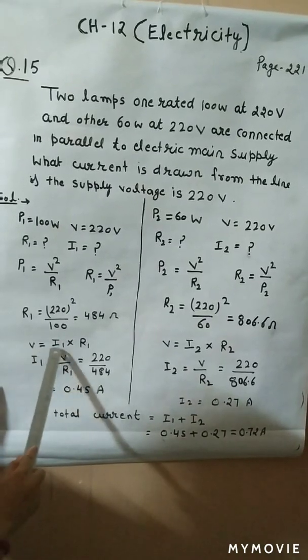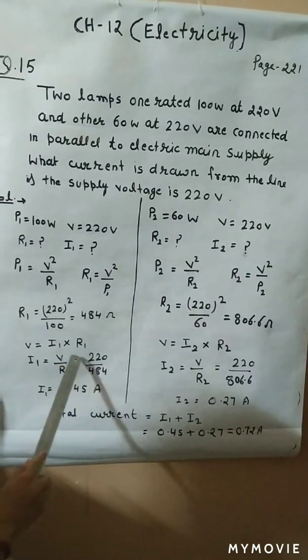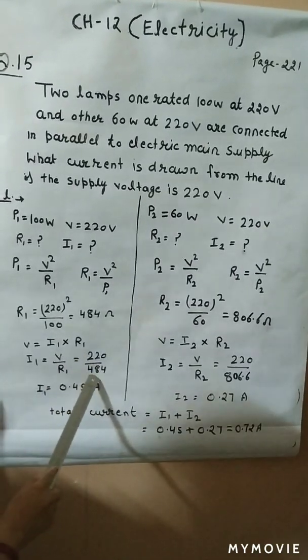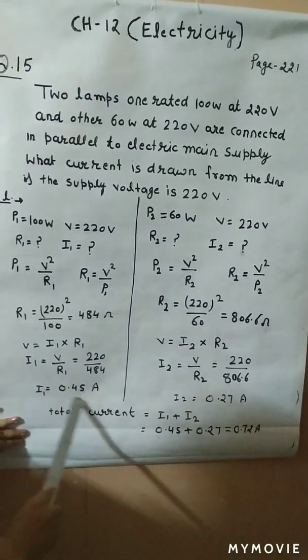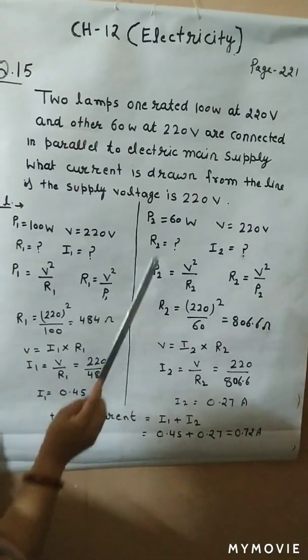Now by Ohm's law, V is equal to I1 R1. V is given, 220 volt. So we calculate V upon R1, 220 upon 484. That is, the current drawn by the first bulb is 0.45 ampere.